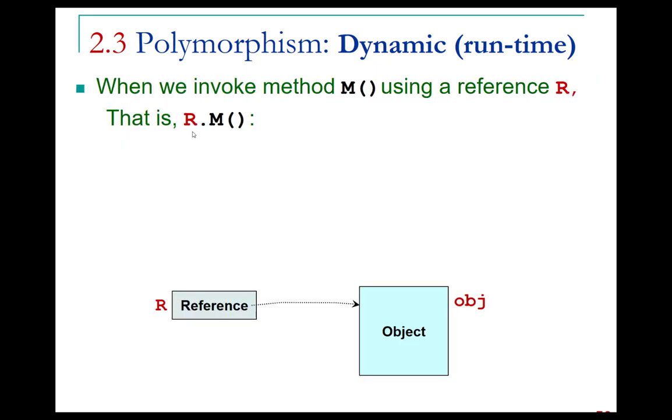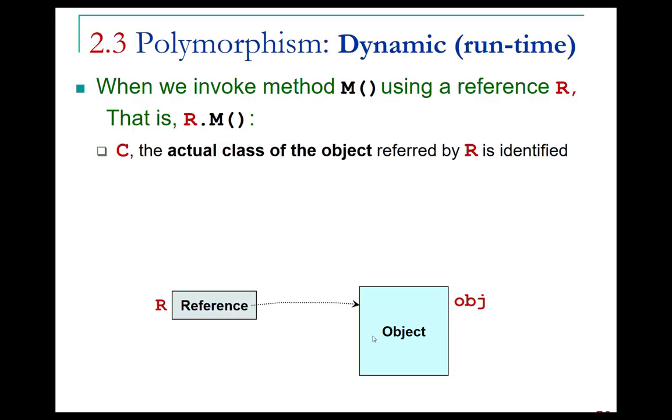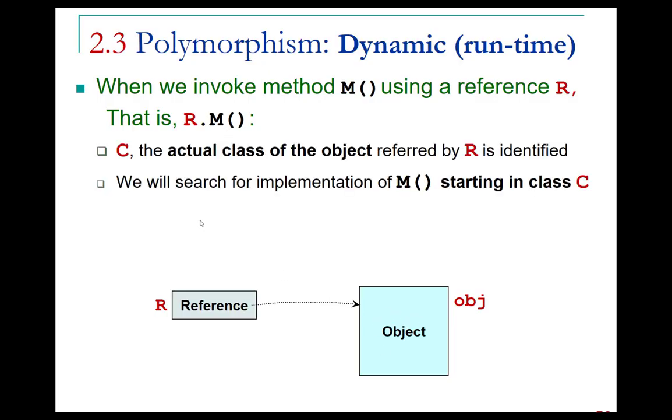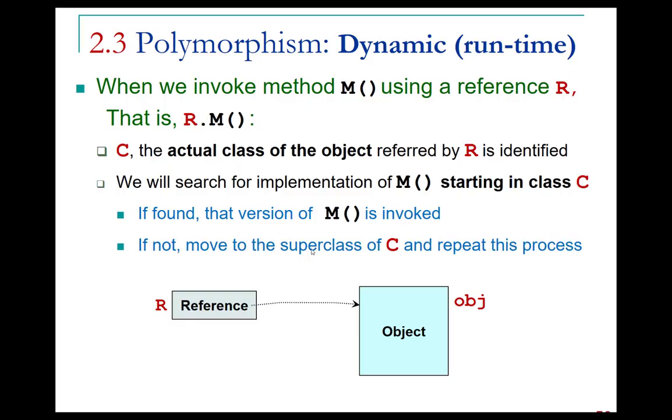R is the reference. When we invoke the method M with r.method, and R is pointing to an object, depending on this object, what M is going to be invoked. Suppose this object is in class C, then we will search the implementation of M starting in class C. If this is found, then that version of M is invoked. Otherwise, we'll move to the superclass of C and repeat the process. So just now, in the banking account, BA is pointing to a saving account object. So the search for the printing will start from the saving account class, which is found, and thus the interest rate is actually printed out, together with the account number and balance.